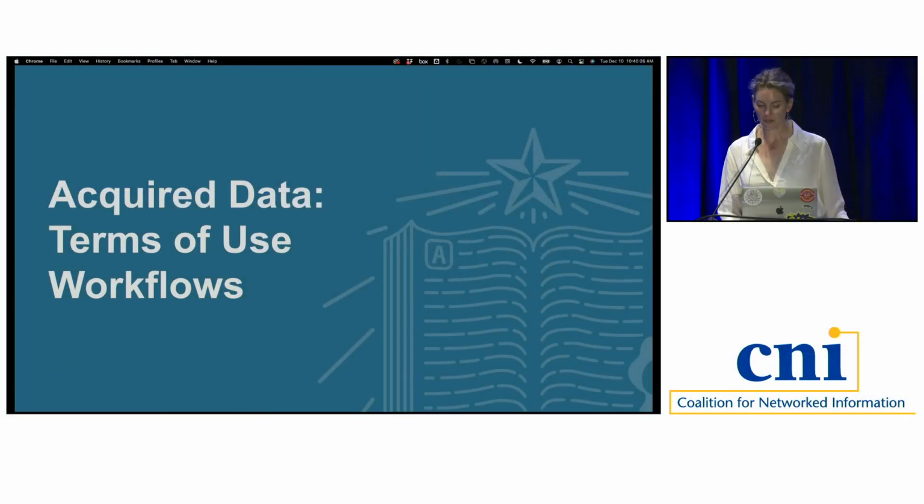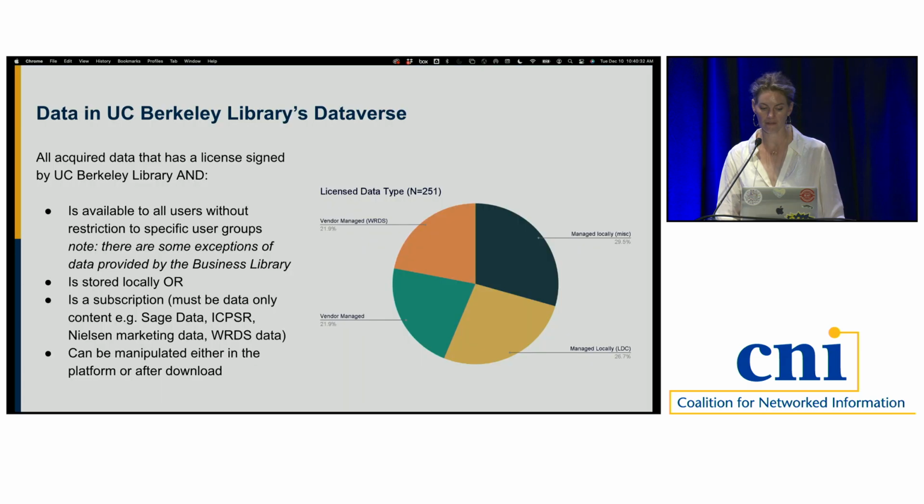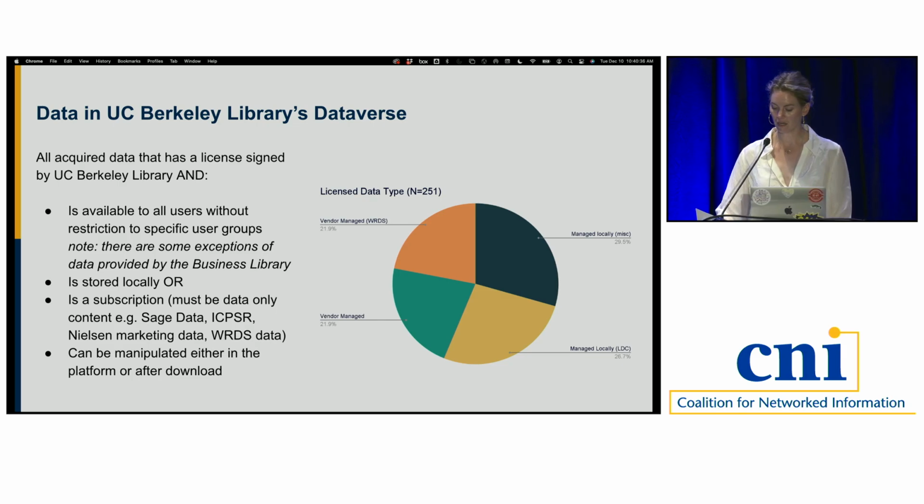I'm now going to talk a little bit about our terms of use, what we're doing around that, and some of the acquisition workflows that we have. So the data that we have in the UC Berkeley Library Dataverse includes all acquired data that has a license signed by the UC Berkeley Library. And it has to be available to all users without restriction to specific user groups.